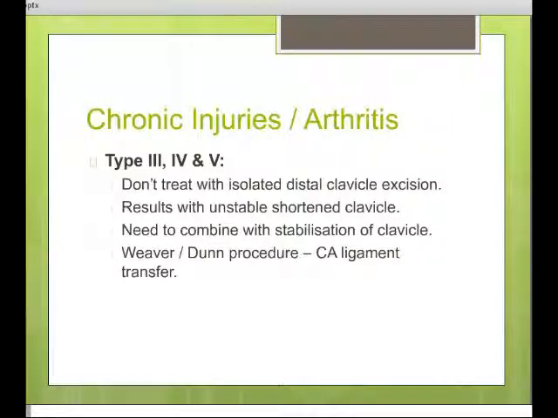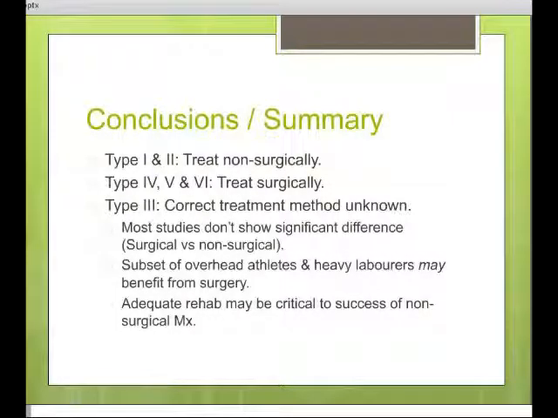So the main points of this talk are type 1 and 2 injuries are treated non-operatively. Types 4, 5 and 6 need surgical intervention. However, type 3 has been controversial. The correct treatment is unknown. Most studies, however, don't show significant differences between surgery versus no surgery. A subset of overhead athletes and heavy labourers may benefit from surgery, and adequate rehab may be critical to the success of non-operative management. Reference.